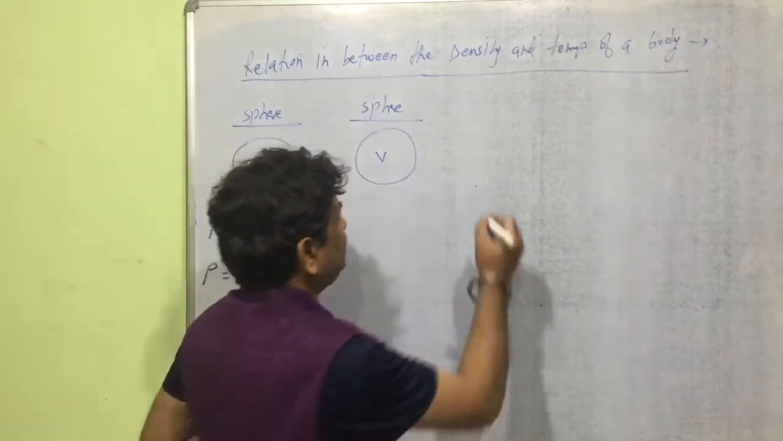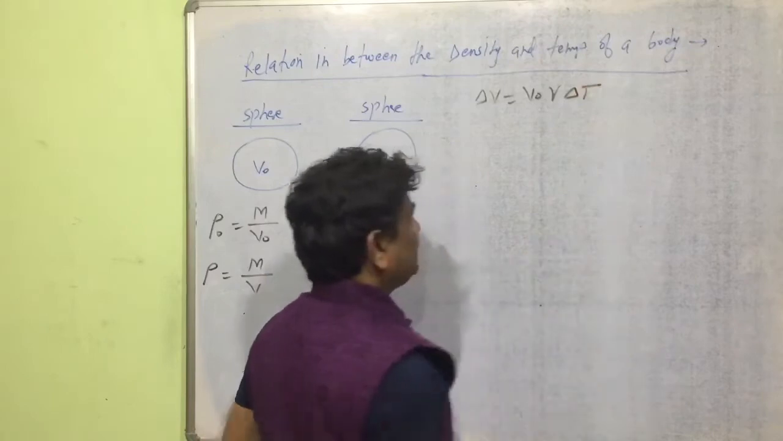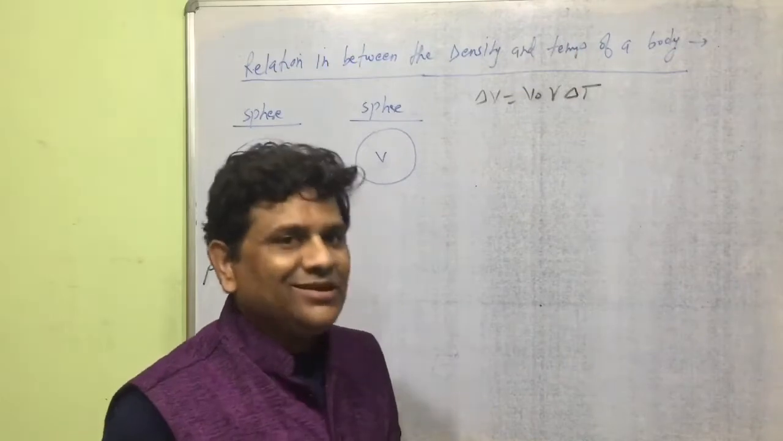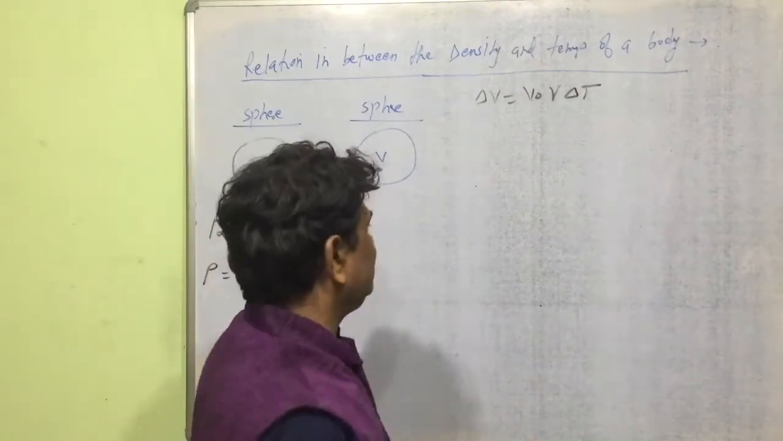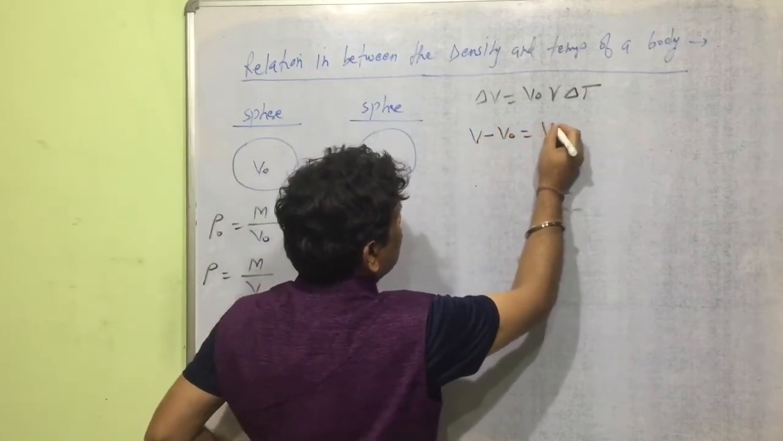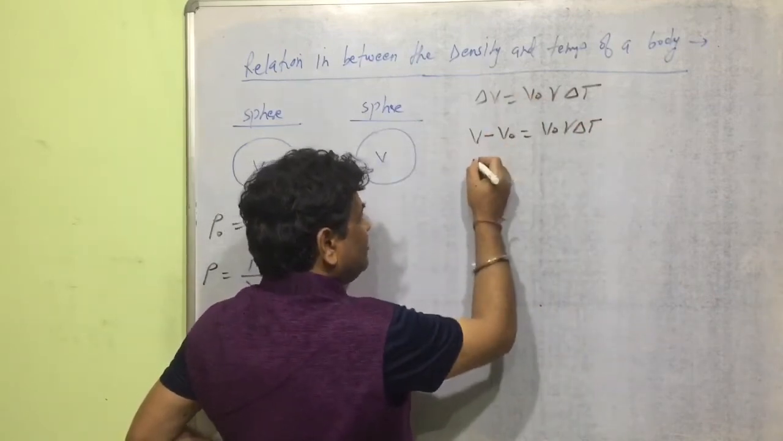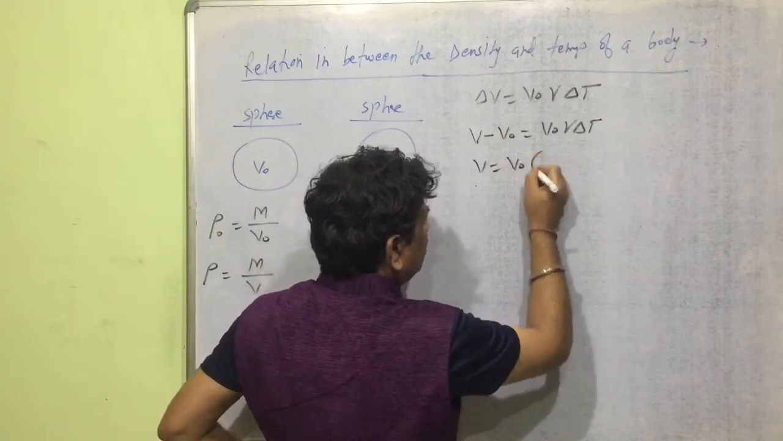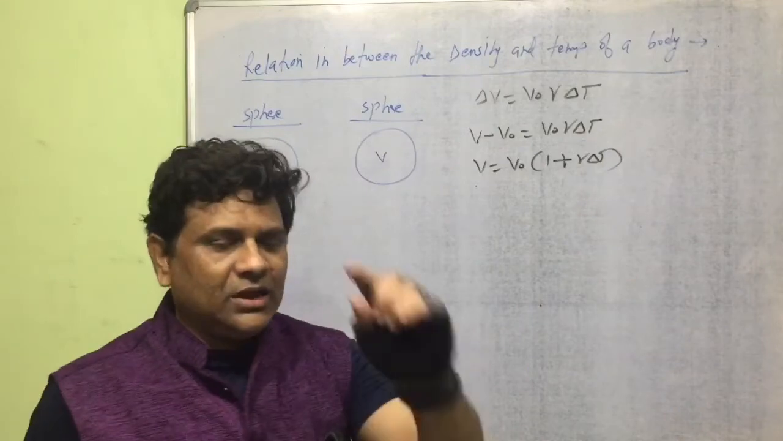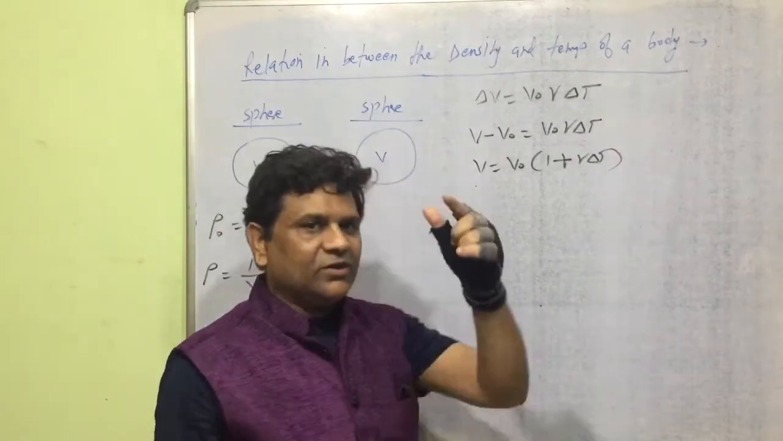Now you know one relation we discussed in class, delta V is equal to V naught into gamma delta T. What is delta V? It is the change in volume, always final minus initial volume. So V minus V naught is equal to V naught into gamma delta T. You may simplify this relation. V will become equal to V naught into 1 plus gamma delta T. So this is the relation between the initial volume and the final volume of a sphere.